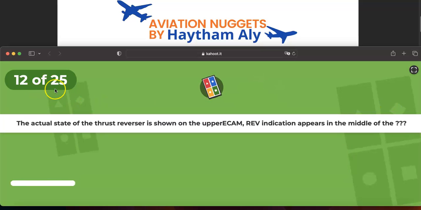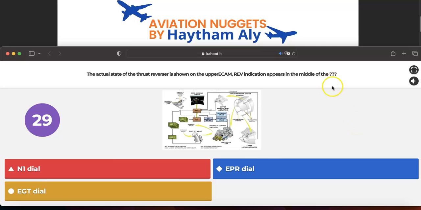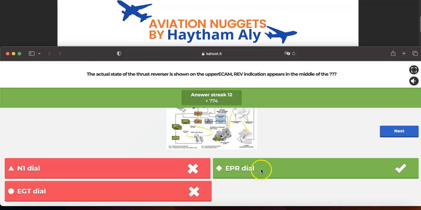Question 12 of 25. The actual state of the thrust reverser is shown on the upper ECAM. Does the reverser indication appear in the middle of the N1 dial, the EPR dial, or the EGT? Thrust reverser indication comes on the V2500 engine on the EPR dial. The right answer is EPR, or engine pressure ratio dial, because it is the primary control engine parameter for that engine. Yes, in the V2500 the engine pressure ratio is the main primary parameter appearing on the upper ECAM engine and warning display.